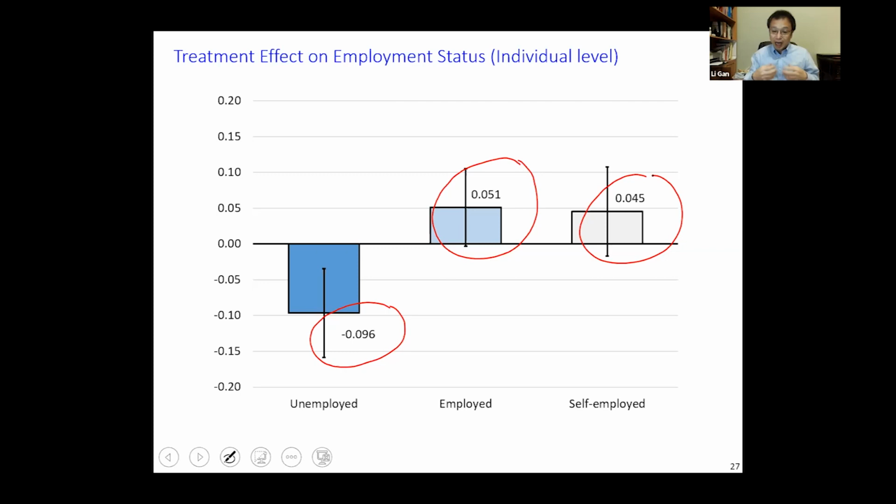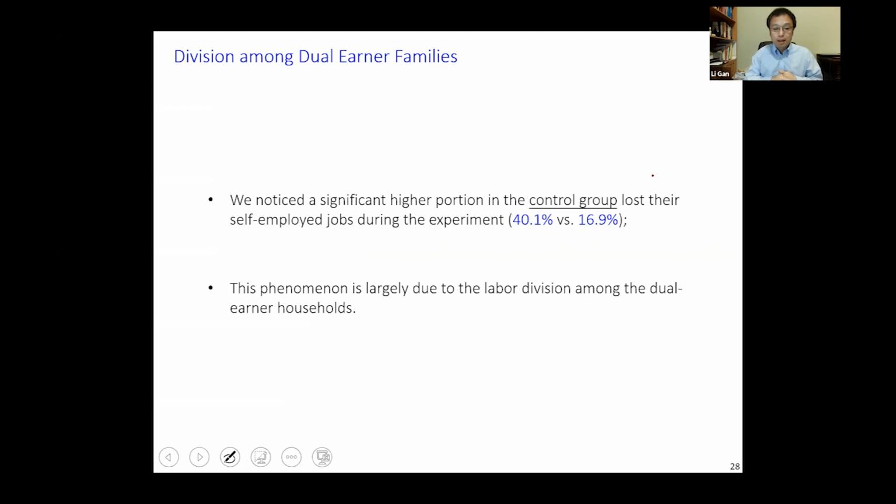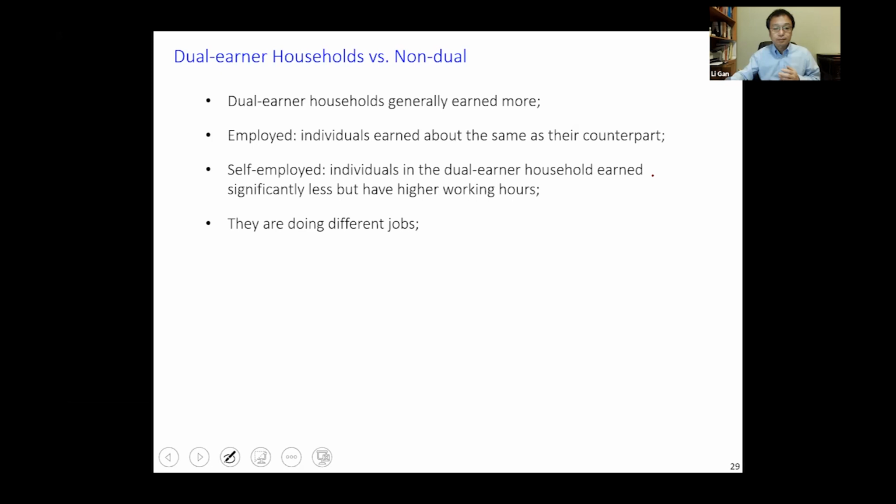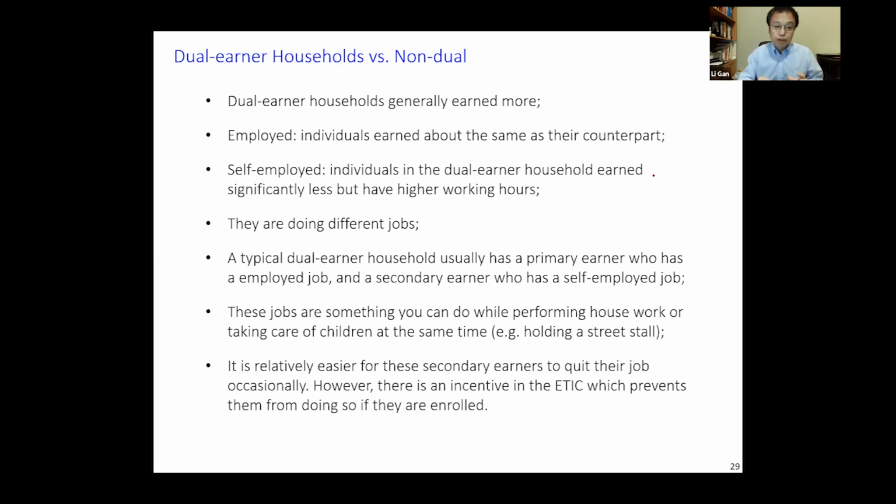So we noticed that some in the control group lost their self-employed jobs during the experiment period. This phenomenon is largely due to something I'll describe in more detail on the next slide. Families with dual earners, mom and dad, generally earn more, and they have kids to take care of. Typically in these families, if individuals are employed, we know that they make quite a bit. So for dual earners, one will be employed and one will be self-employed.